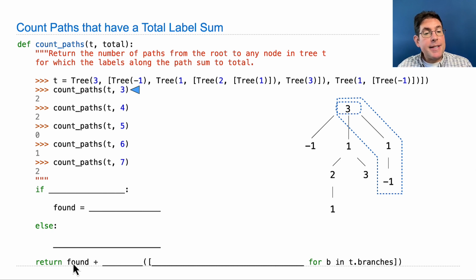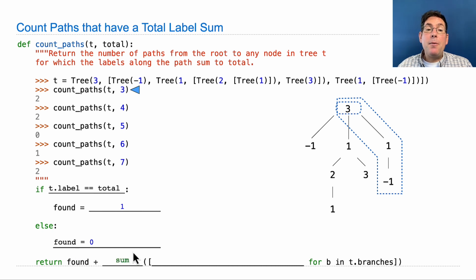This recursive case says found, and it's supposed to return a number. So found must be a number. And how do you know that you've found a path that sums to total? Well, if the label equals total, then you've found a path that sums to total. And so found should be at least 1, the one you found, plus all of the paths that you find in the branches. So if you didn't find a path that ends at this node, there still could be paths that end in the branches, and so we use recursion to find those.